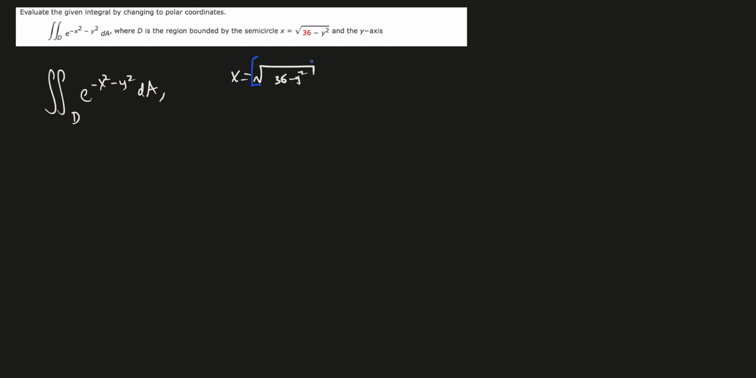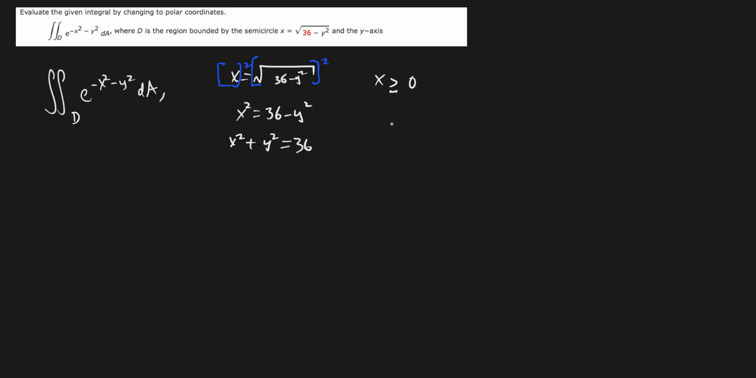it's quite tempting, is just to square both sides. So you get x squared is 36 minus y squared, and then add y squared to both sides. We have x squared plus y squared is 36. Very nice. It's just a circle. However, your x has to be positive. x is greater than or equal to 0.